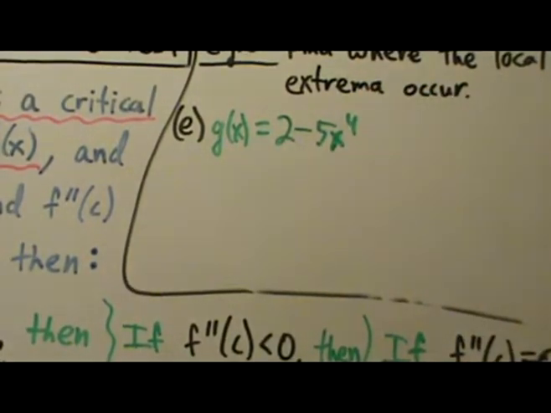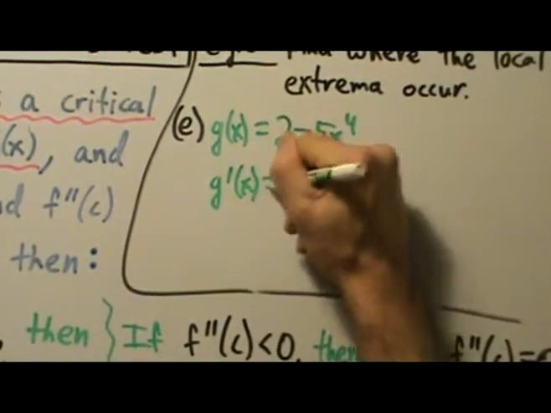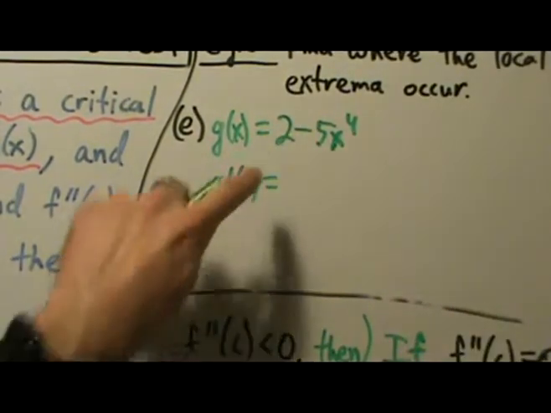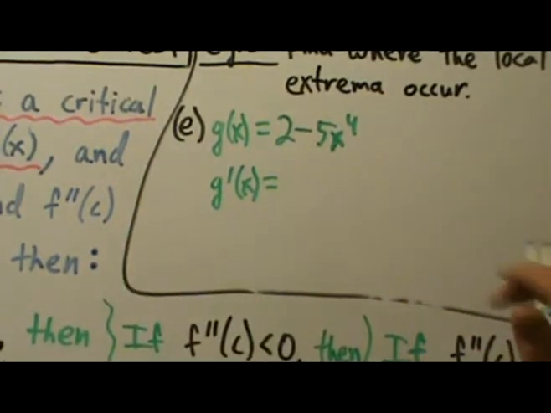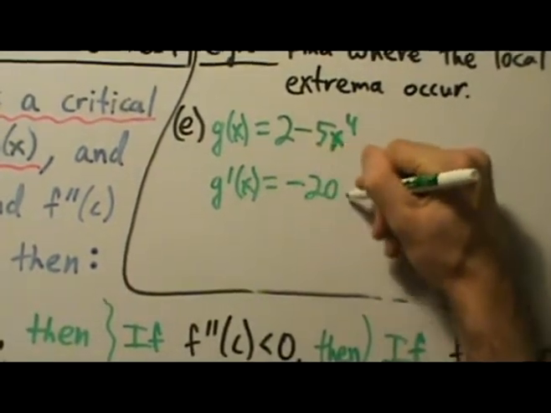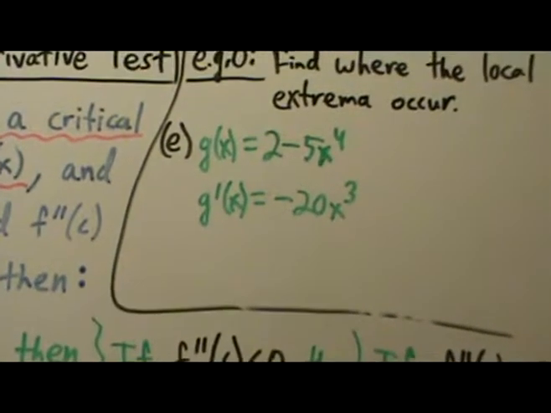Okay. So first step, find all our critical points. So g prime of x equals, if we take the derivative, the derivative of 2 is just 0, then minus 5x to the fourth, that derivative is going to be minus 20x cubed. Okay. So again, critical points, that means where's the derivative 0, where is it undefined?